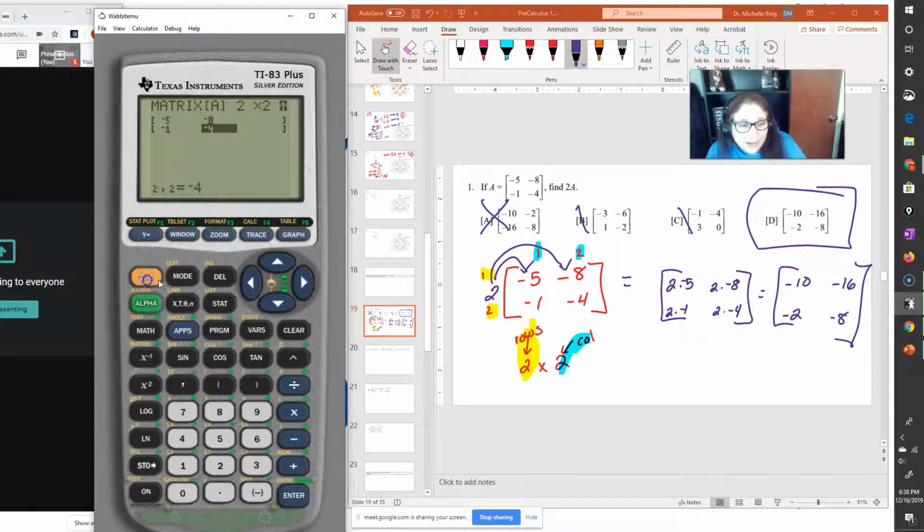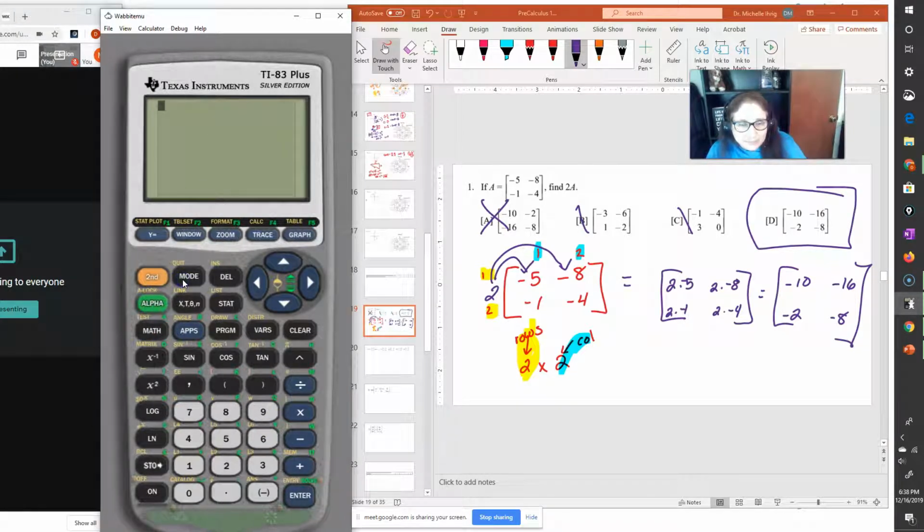When you go back, hit second quit to get to the main screen. You know how the question asked, what's 2A? All you're going to do is type in 2 and then go to the matrix again, but instead of editing it and typing it in, we're just going to put in A. Look what happens when you hit enter. You get the correct answer: -10, -16, -2, and -8.